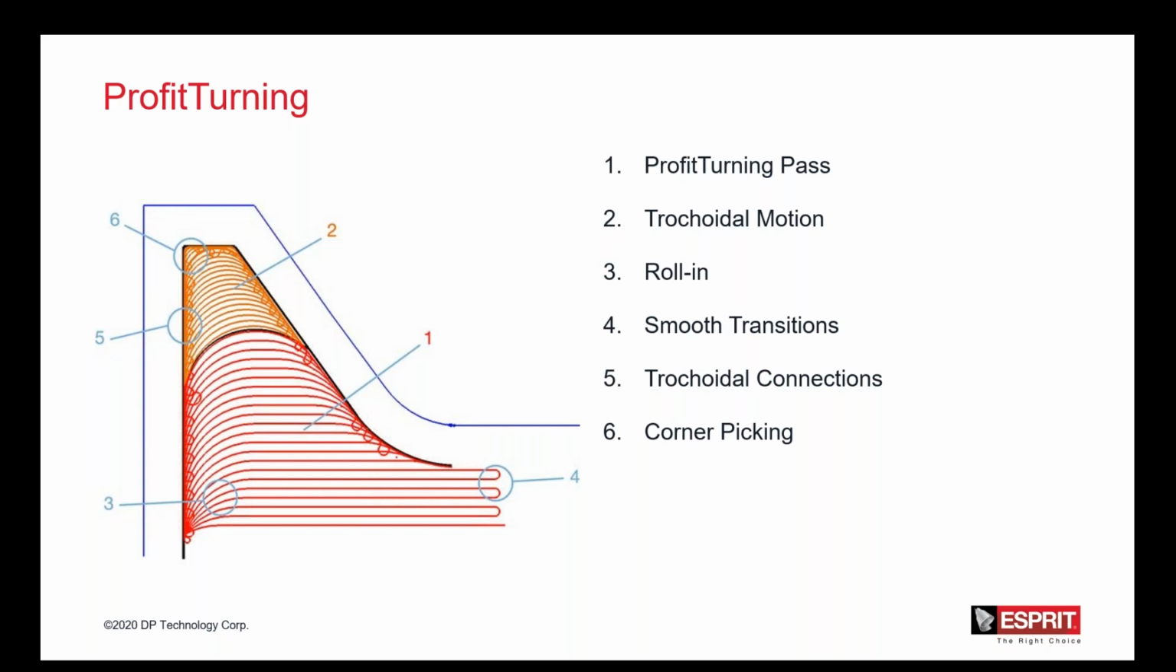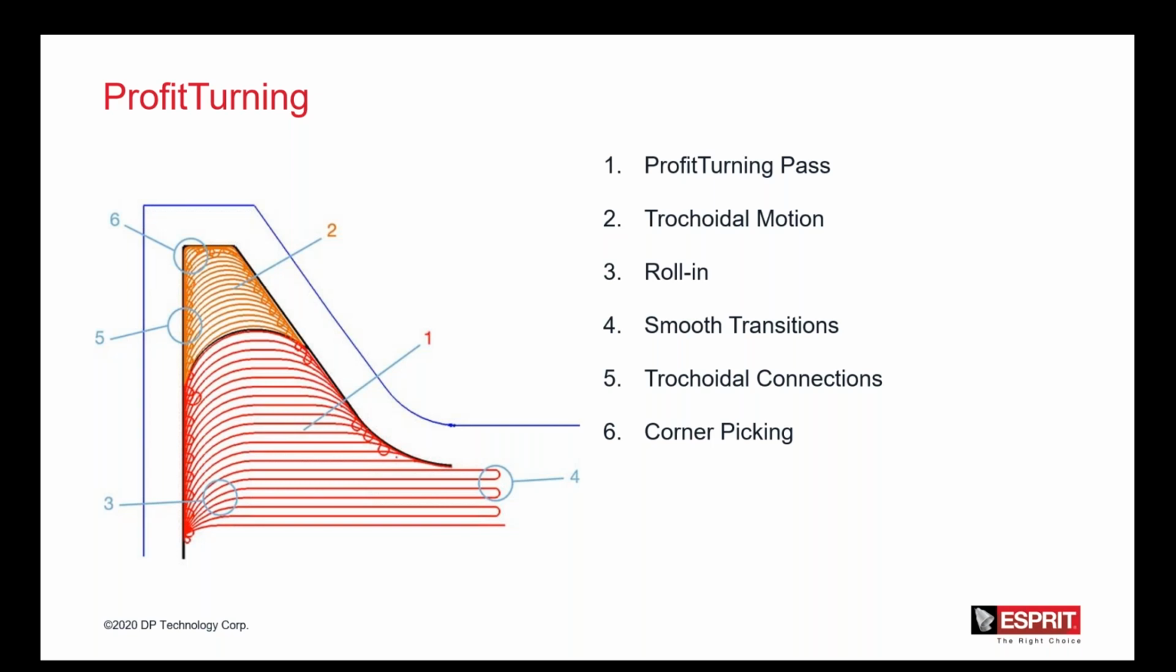The nice thing about it as well is you can have these roll-in moves, which help with the entry moves and exit moves, again just keeping that consistent, low engagement angle. The fourth area is our smooth transitions. It's an option within the operation itself. So instead of having very abrupt and sharp transition moves, you have much nicer, smooth arcs instead of your typical bridge movement. It's a little bit easier on your machine.